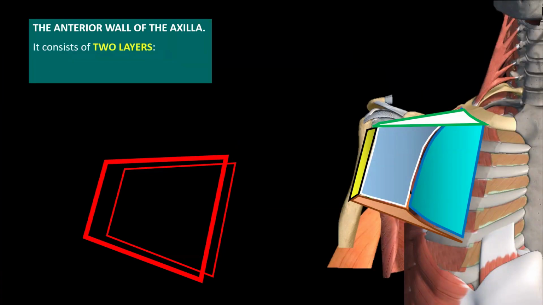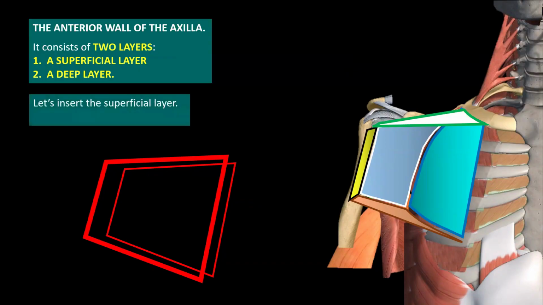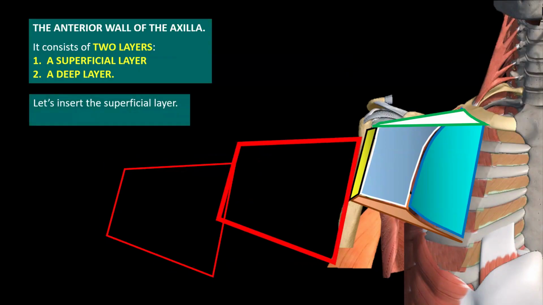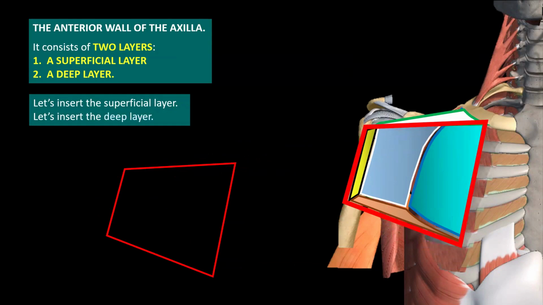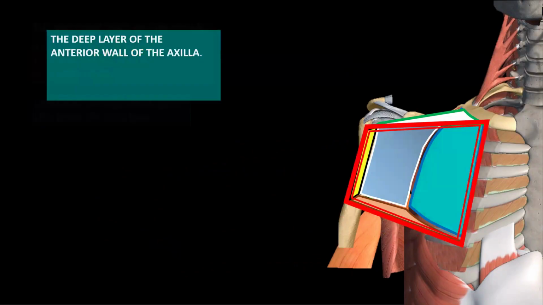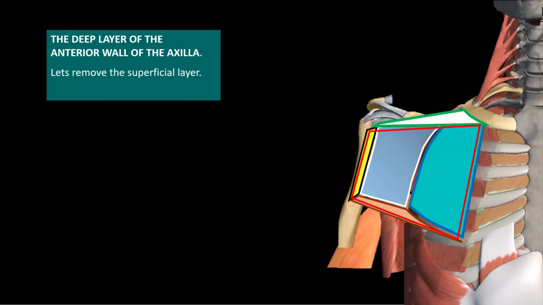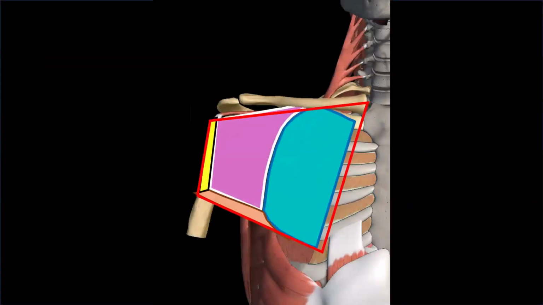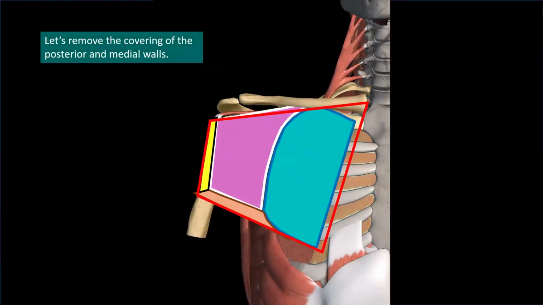It consists of 2 layers. 1, a superficial layer, and 2, a deep layer. Let's insert the superficial layer. Let's insert the deep layer. The deep layer of the anterior wall of the axilla. Let's remove the superficial layer. Let's enlarge the picture. Let's remove the covering of the posterior and medial walls.